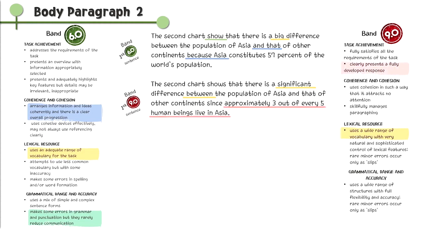Lastly, approximately 3 out of every 5 human beings to present the figure sounds more sophisticated than simply stating the figures, which is good for the task achievement.